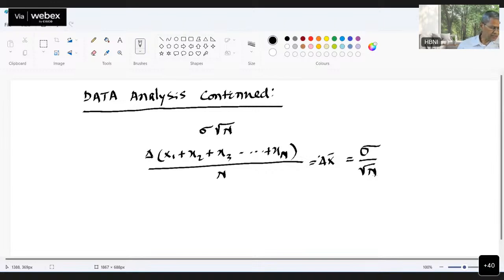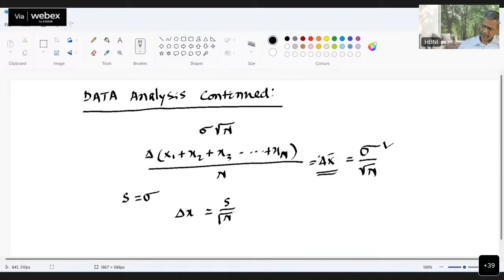This result is amazingly general. We derived it for a random walk, which is a discrete distribution, but exactly the same arguments hold for a continuous distribution. And sometimes the population standard deviation, sigma, is not known. In that case, we can always take the sample standard deviation, so you can replace sigma with S. If you write delta x average, the standard error can be written as S by root n. Okay, this is what we have done.